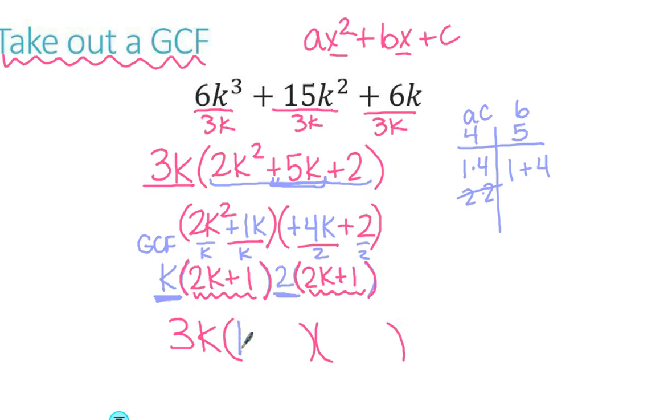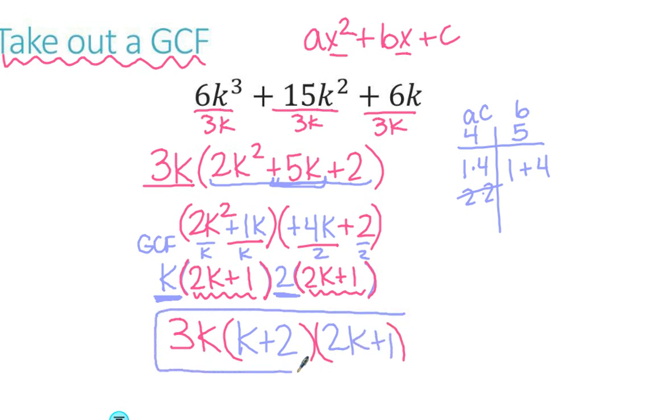So we have a k and a positive 2, and then one of our twins was 2k plus 1. Now this would be my final answer. If I distributed this back, it would take me back to my very first original equation right here. So these ones just happen to have 3 factors now: our GCF and then the other 2 normal factors.